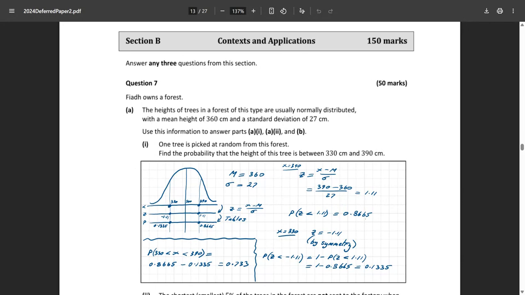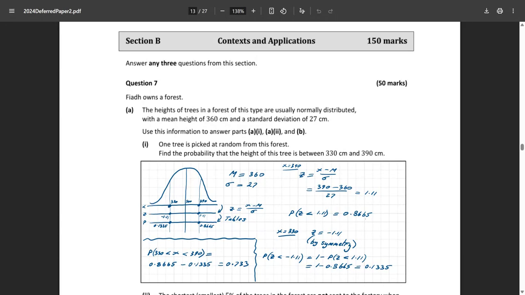So the first part of question 7, part A, we're told basically that there are trees in a forest and they follow a bell curve, basically the heights of the trees. So this is the bell curve here. I've drawn a quick sketch, and in other words, they're normally distributed, same thing as bell curve. And we're told the mean height of the trees is 360, so that's bang in the middle there. And there's a standard dev of 27. So I'll just write those two things down. The mean is 360 and the standard dev is 27.